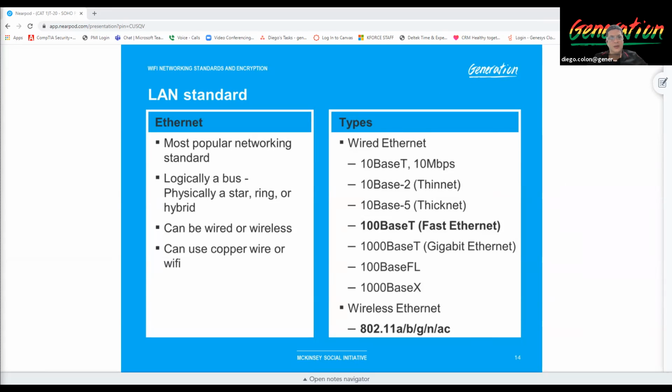Any questions on the media types or the speed or Ethernet itself?